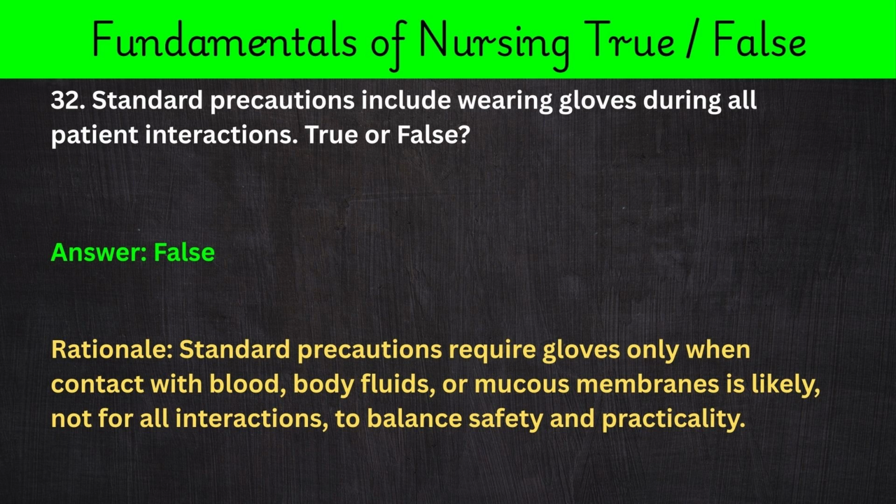32. Standard precautions include wearing gloves during all patient interactions. True or false? Answer: false. Rationale: standard precautions require gloves only when contact with blood, body fluids, or mucous membranes is likely, not for all interactions, to balance safety and practicality.